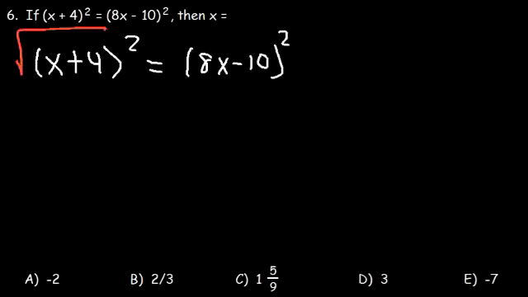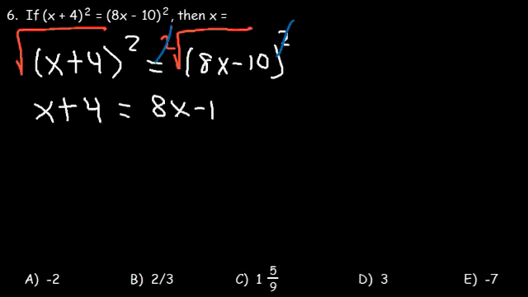So we need to take the square root of both sides. When you square root a square, you need to keep in mind that the index number is 2. And so the 2's will cancel. And therefore, the square root will get rid of the square. And so we don't need the parentheses anymore. So what we have is just x plus 4 is equal to 8x minus 10.